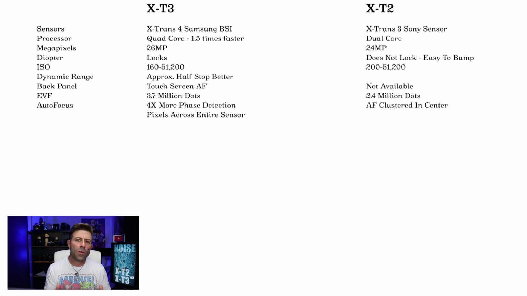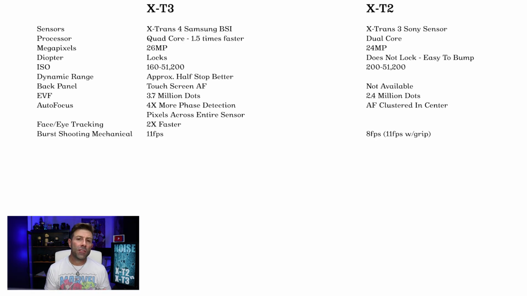Now, as far as autofocus goes, the X-T3 has 4 times as many phase detection pixels as does the X-T2. And the X-T3 has those pixels spread across the entire sensor, in comparison the X-T2 only has them in the center. Also, the face and eye tracking is 2 times faster with the X-T3, and that's because we have a little bit faster processor in the X-T3.